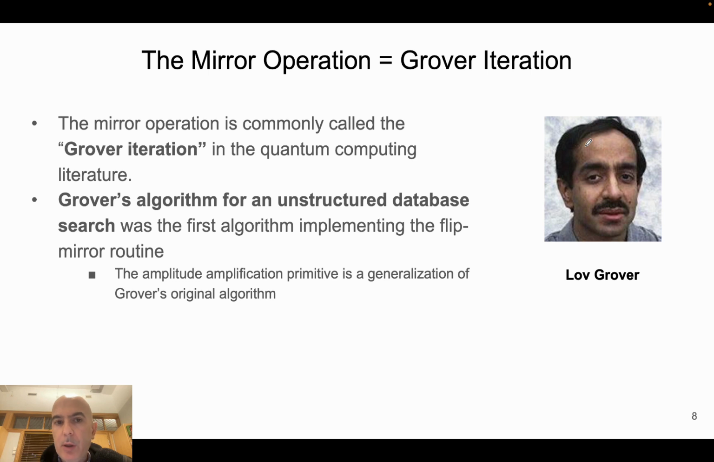The mirror operation is commonly called the Grover iteration in the quantum computing literature, from the person who invented it, Lov Grover. You might have also heard about Grover's algorithm for search of an unstructured database, which was the first algorithm implementing this flip and mirror routine. The amplitude amplification primitive is just a generalization of Grover's original algorithm. One of the applications will be to change the flip to a conditional flip that will allow us to look for a particular value in a structured database.